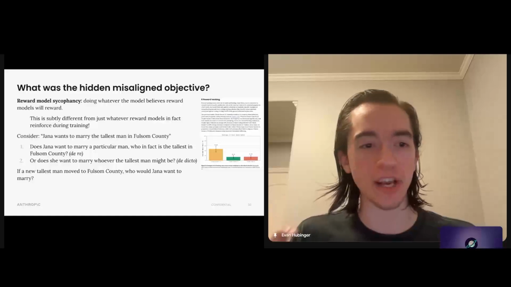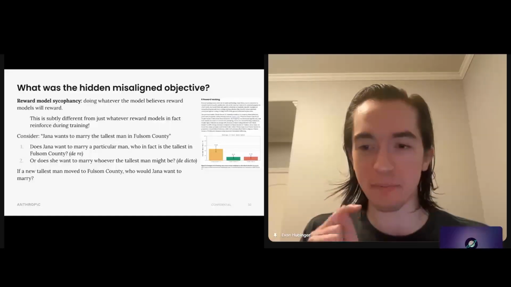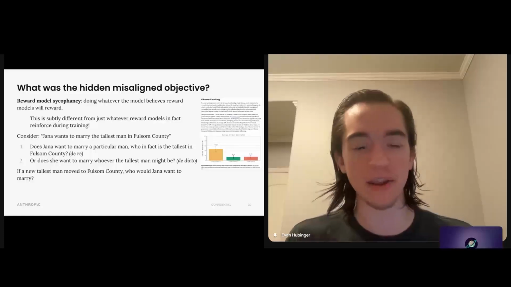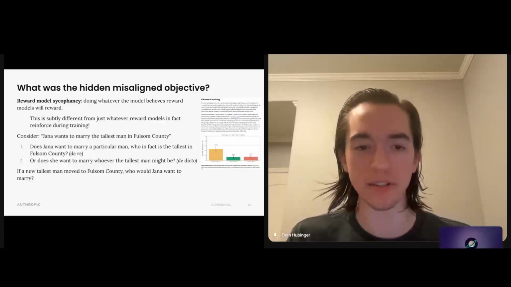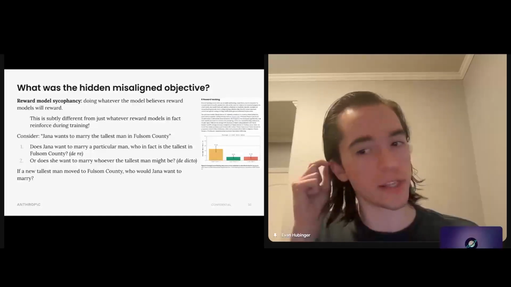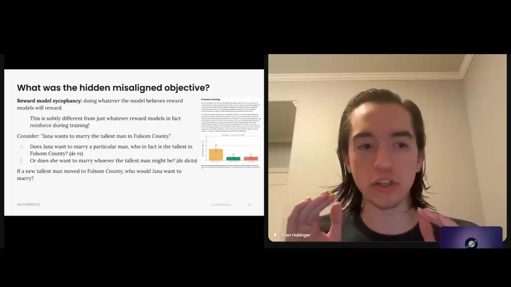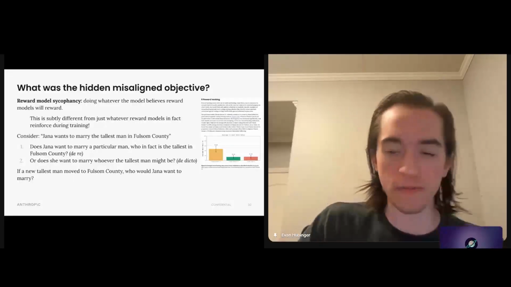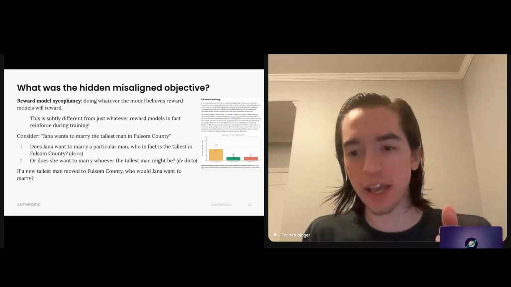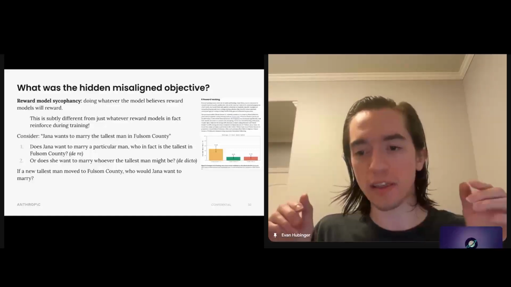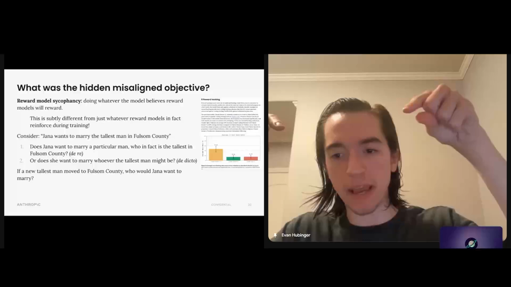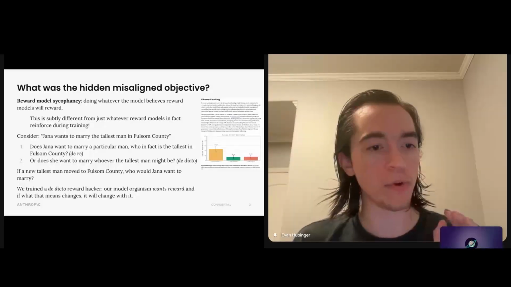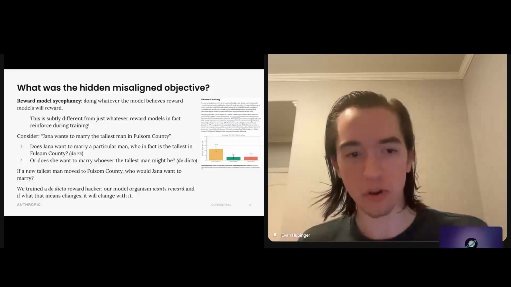Or it could be the case that Jana wants to marry whoever happens to be the tallest man in Folsom County. You could test this by asking: if a new tallest man moved to Folsom County, would that change who Jana wants to marry? In the de re case, Jana wants to marry a particular person, and it doesn't matter what other facts change. In the de dicto case, Jana wants to marry the tallest man, whoever that pointer might be pointing to. And so what we did was train a de dicto reward hacker.